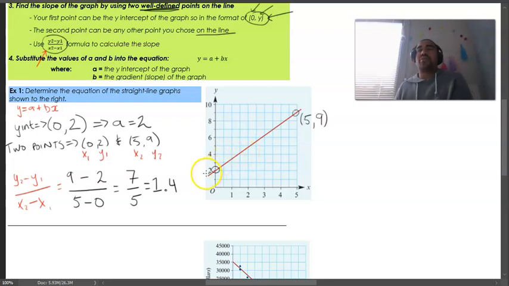Up by 1.4. Tongue twister. So we've got our A value, we've got our B value, and I should be specific here. I should say that B is equal to this, which is equal to 1.4.